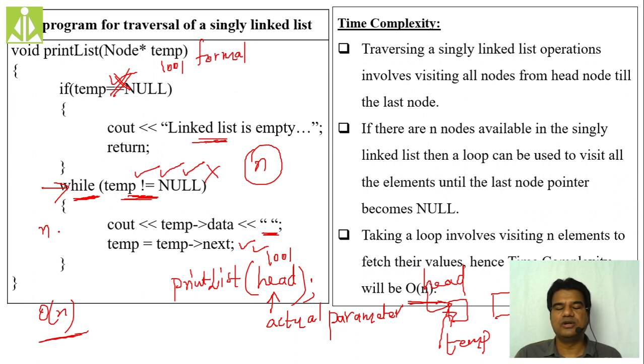If you have only one node, it will iterate only one time. If you have two nodes, it will iterate two times. If you have 100 nodes, it will iterate 100 times. If you have n nodes, it will iterate n times. Hopefully you understood this concept: what traversal means, and how we are calculating the time complexity of this print list traversal function.